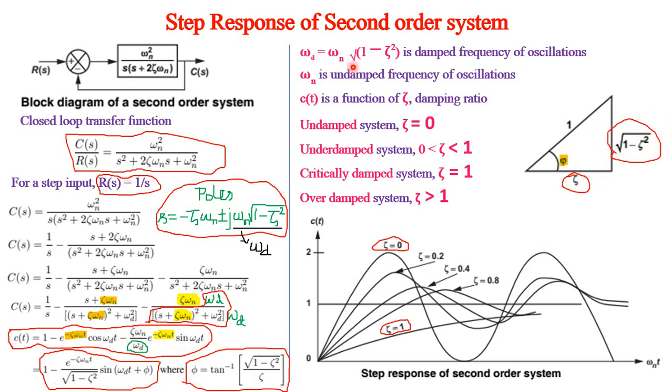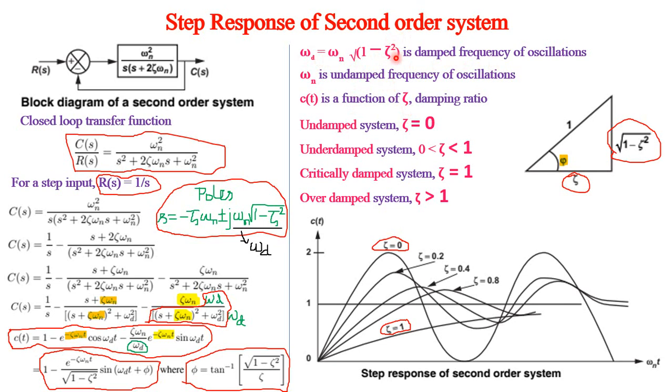So here omega d equal to omega n root of 1 minus zeta square is called the damped frequency of oscillations, because we have omega n as the undamped natural frequency of oscillations, that is multiplied by a damping term. This zeta is called the damping ratio. So it is called the damped frequency of oscillation. As the damping ratio is increased, this omega d will accordingly decrease.